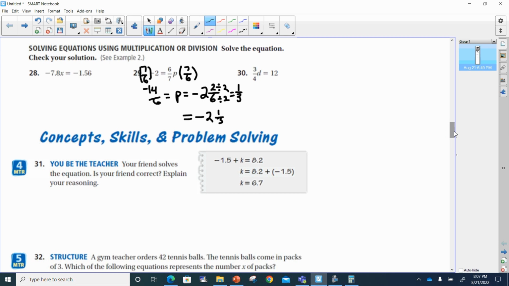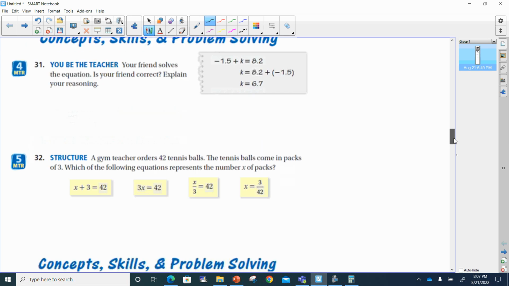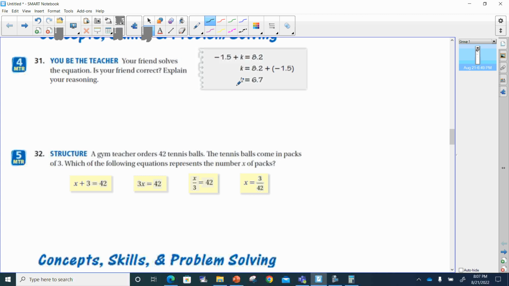All right, let's go ahead and go to number 31. You be the teacher. Your friend solves this equation. Is your friend correct? He says -1.5 plus k equals 8.2. He's going to add a -1.5 over here. That's totally incorrect. Remember, what I need to do is add 1.5 over here, which means I will be adding 1.5 over here. So this should be a plus, not a subtraction sign.